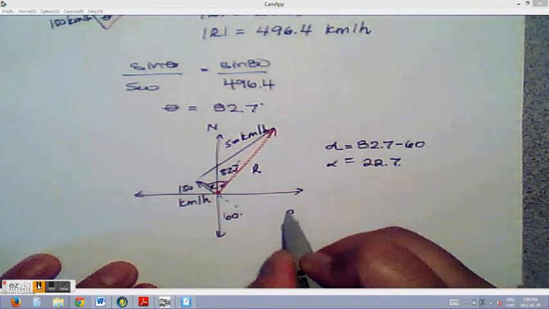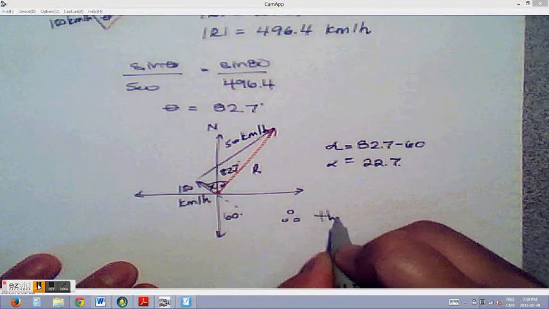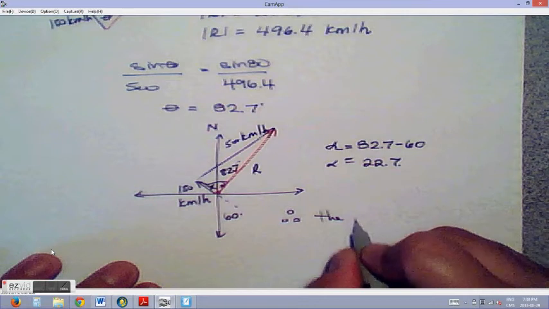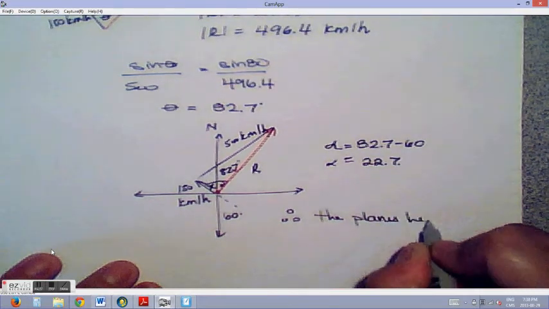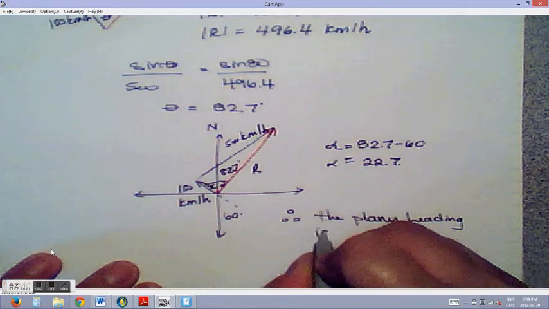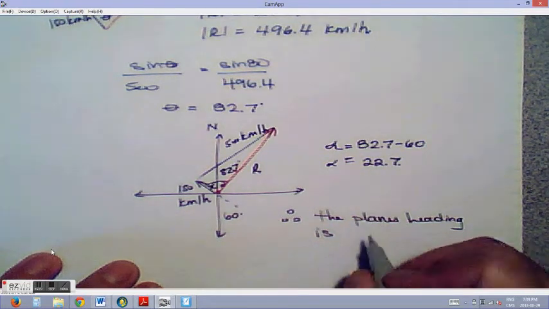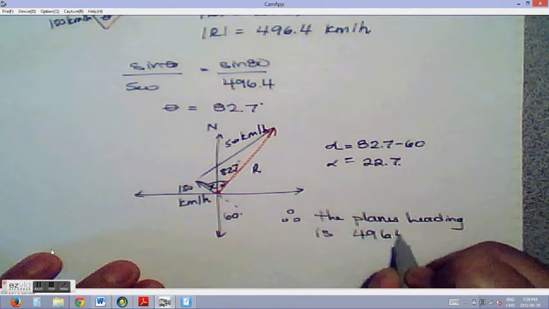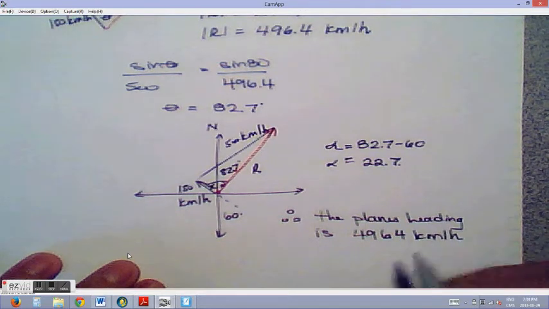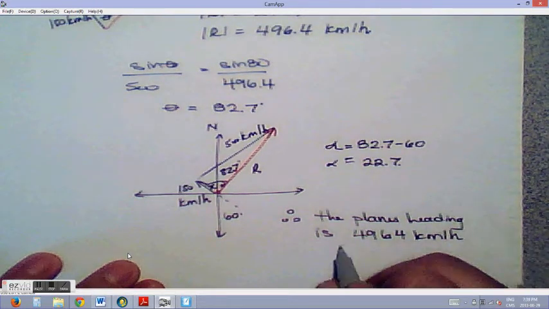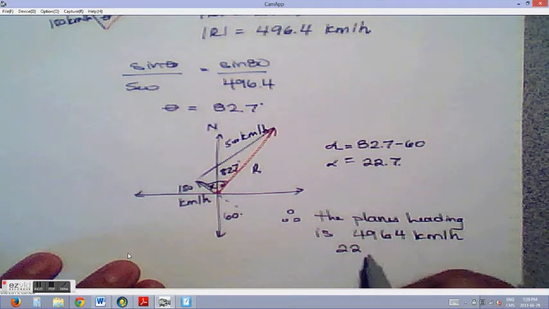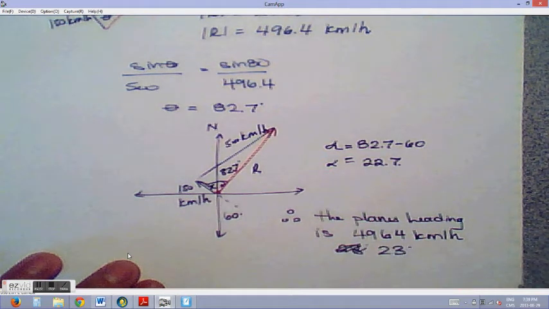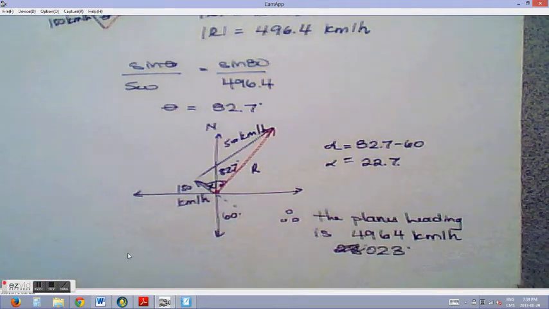So what we have now is therefore, let's see what we're actually asked. The plane's heading is 496.4 kilometers per hour, 23, we can round it, 23 degrees. Okay, I'm going to rewrite that. 23 degrees, 023 degrees, because we are in true bearing.